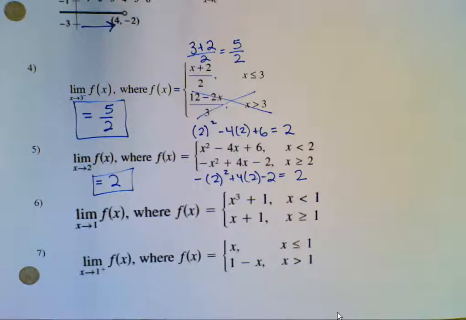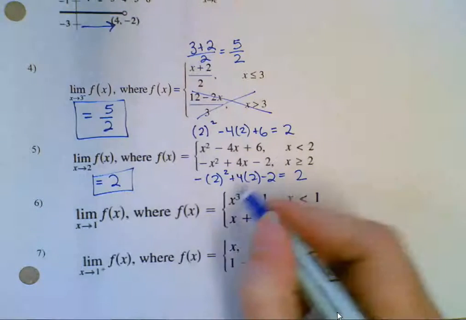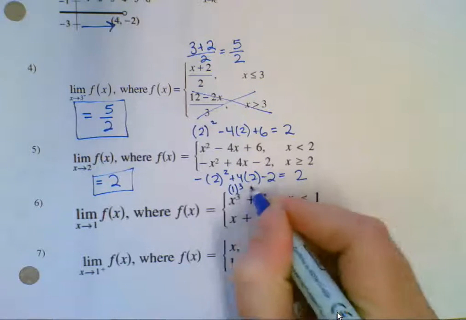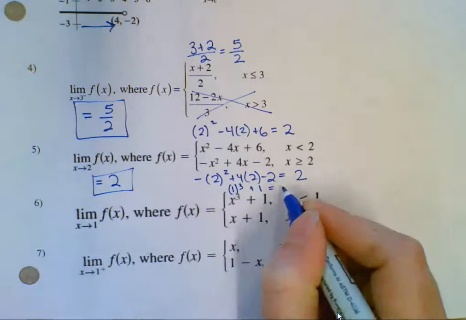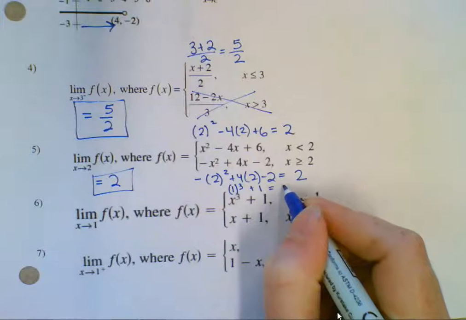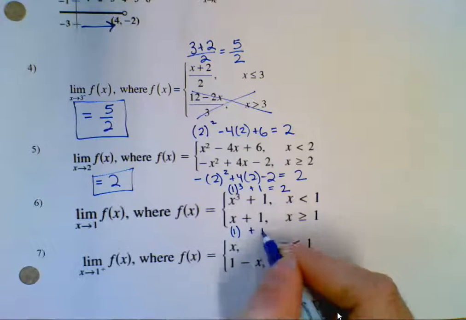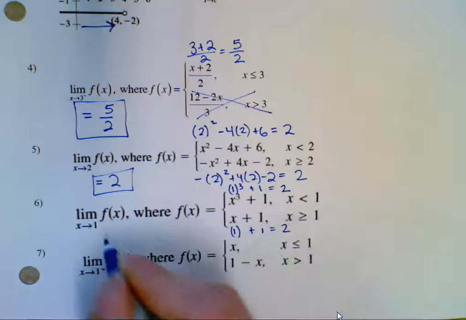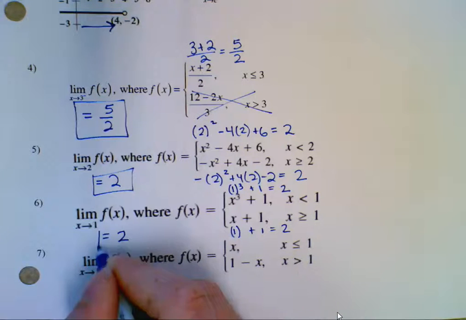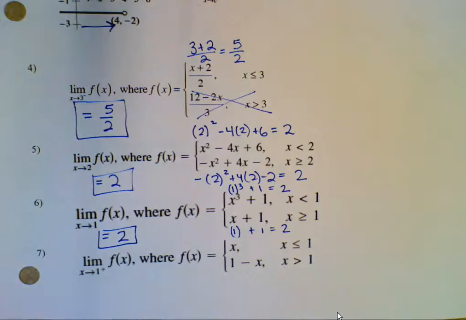All right, Stephen, for number 6, what do you have to do in this case? It says the limit as x approaches 1. Put them into both the equations. Okay, so you said they both equal the same thing? See if they do. On the left-hand side, as we come from the left, the top equation, what did you get? 2. And as we come from the right, what did you get as well? 2. All right, so what does that mean? Equals 2.